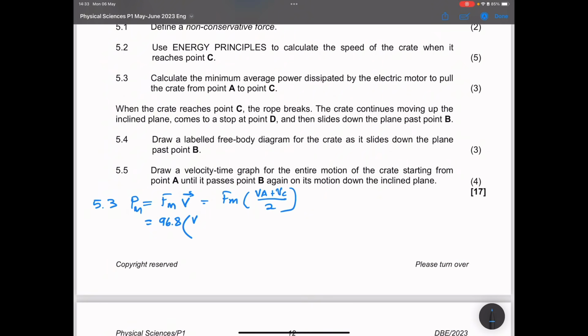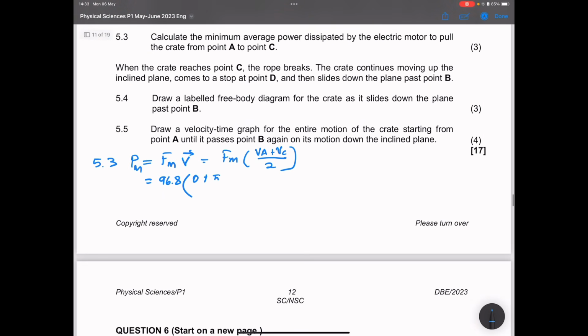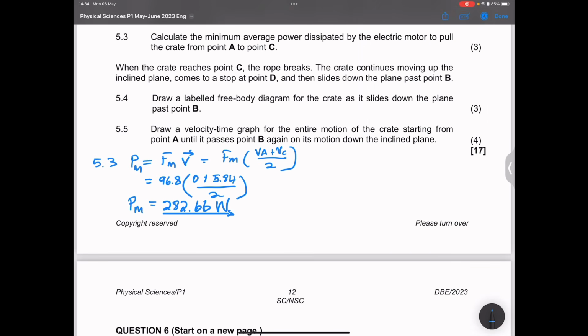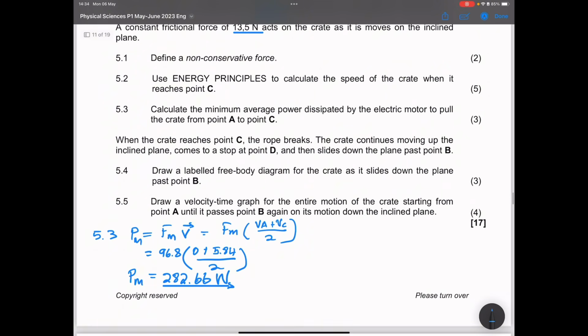So that would be, my velocity at A is 0. Okay, my velocity at C is the one that I just calculated, 5.84. And this is divided by 2. Okay, so let's calculate there. Okay, so 96.8 multiplied by 5.84 divided by 2. That gives me an amount of power of 282.66. Remember, power is measured in watts. Okay, so that is the power that is dissipated by that motor. Okay, so let's go to the next question.